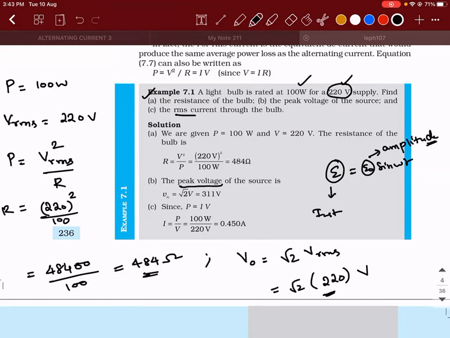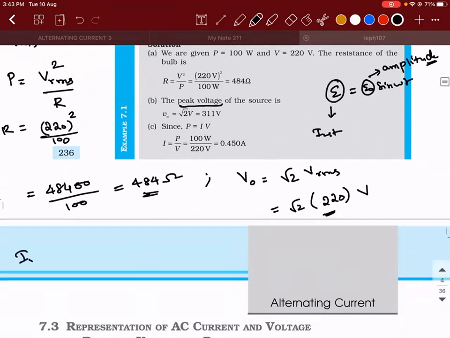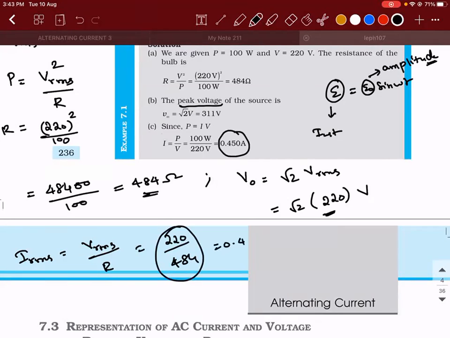Then what is the RMS current through the bulb? So RMS current is equal to VRMS divided by resistance. So VRMS is 220, resistance is 484. So on solving this, you get 0.450 ampere.